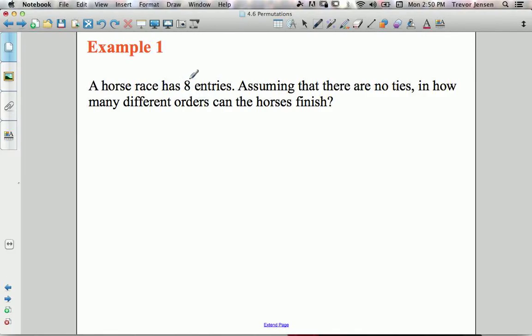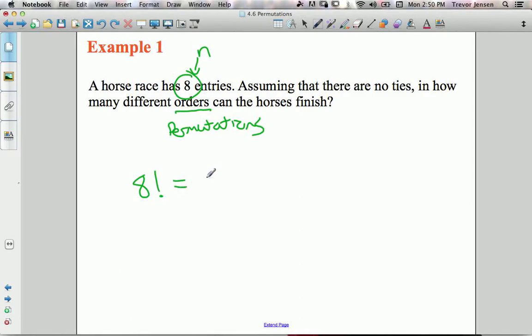A horse race has 8 entries. Assuming that there are no ties, how many different orders can the horses finish in? When you see order, you want to think permutations. So how many different orders can the horses finish? We have 8 horses, so this is the number of objects we have, that's our n. If we want to figure out the number of arrangements of n objects, all you have to do is n factorial. So all you have to do is 8 factorial.